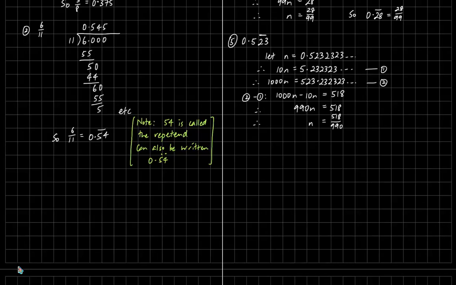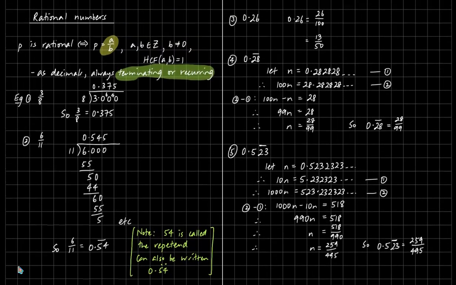Therefore n equals 518 over 990, and that has a common factor of 2, doesn't it? So therefore n is equal to 259 over 495, and then that's in simplest form there. So I'm saying 0.523 recurring. Just be careful to show that the repetend only goes above the 2 and the 3. It can be written as a rational number or a fraction, 259 over 495.